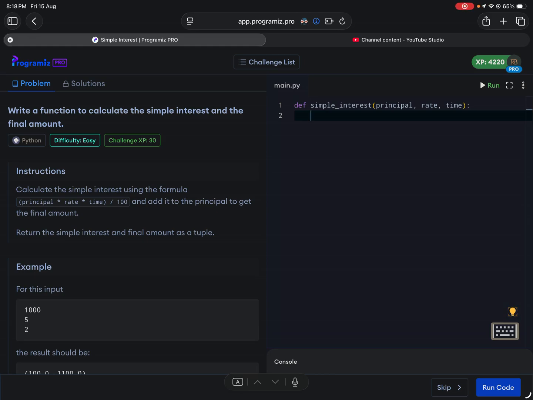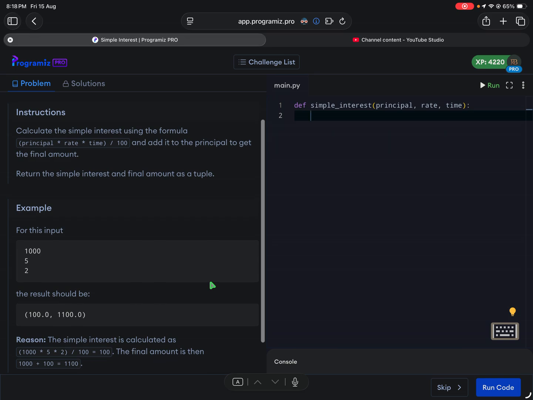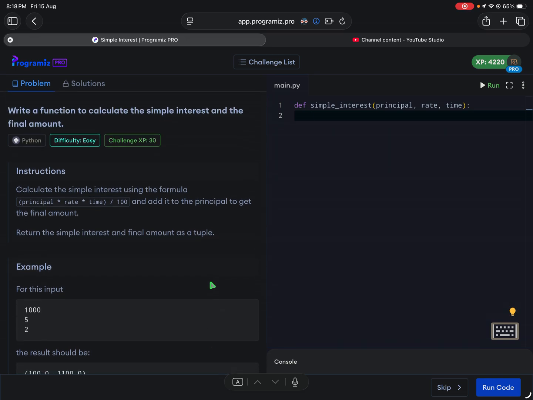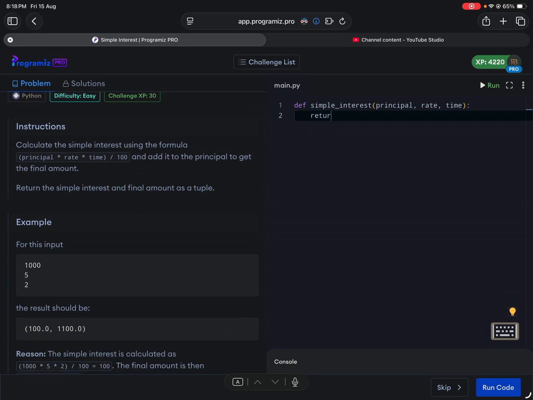So in this particular problem, what we need to do is return a tuple of simple interest and then the final amount. Okay, so we know the formula for simple interest is principal into rate into time divided by 100, right? So what we can do is return directly, and we know the thing is principal into rate into time, and divide by 100, right? That comes out to something.